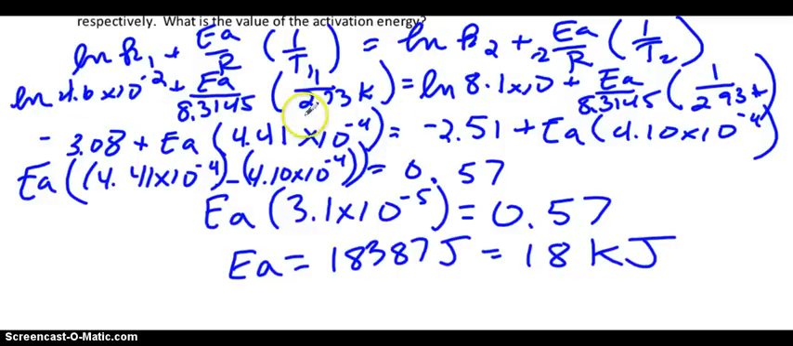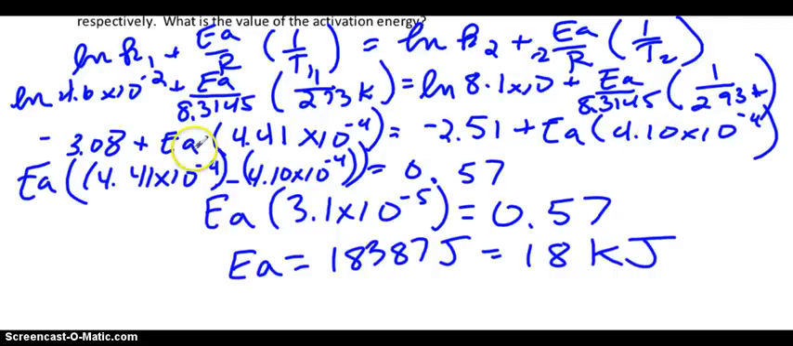Then what did I do? I kind of started simplifying. This is the natural log of 4.6 times 10 to the negative 2 is negative 3.08. How I got this number is I just multiplied these two together and took 1 over that, and that's where this number came from. I'll just clean up my math a little bit. And negative 2.51 is what the natural log of 8.1 times 10 to the negative 2 is. There's a 10 to the negative 2 up here. And then Ea times 1 over 8.3145 times 293. That's what this number is.